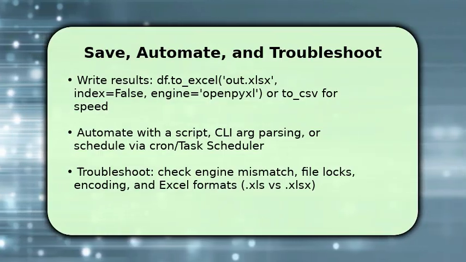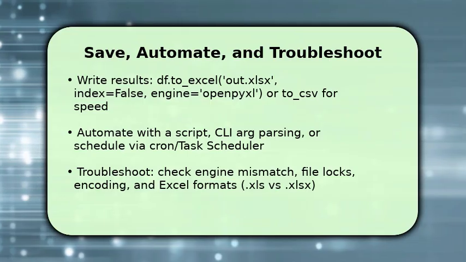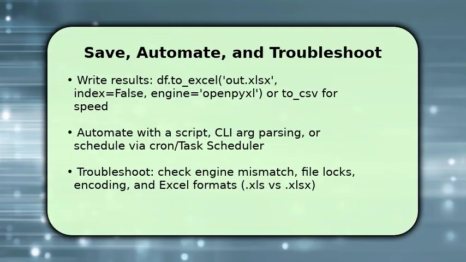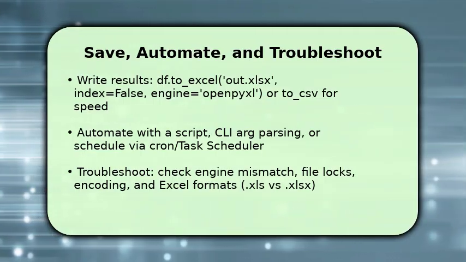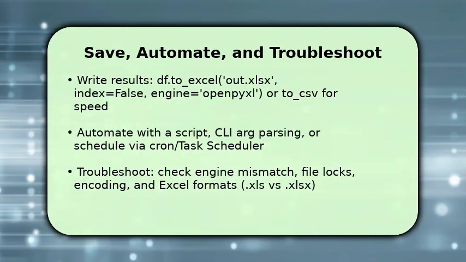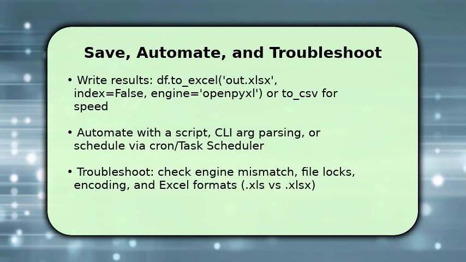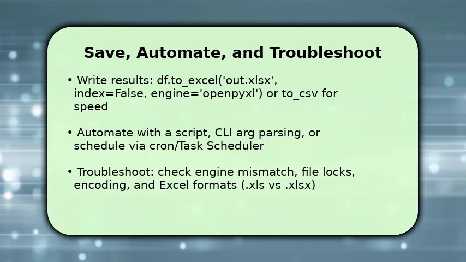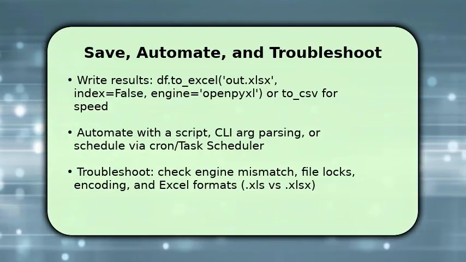Once done, automate via script with CLI args or schedule it with cron or Task Scheduler so you don't repeat manual steps. If something goes wrong, first check for file locks, wrong engine for XLS, or encoding mismatches. Also validate data types and nulls. If persistent, isolate the step and reproduce on a small file to pinpoint the failure.